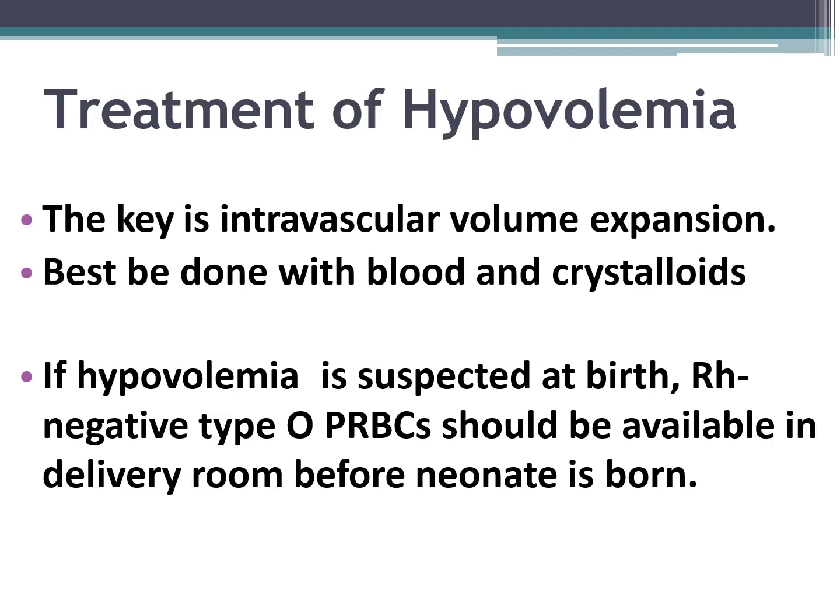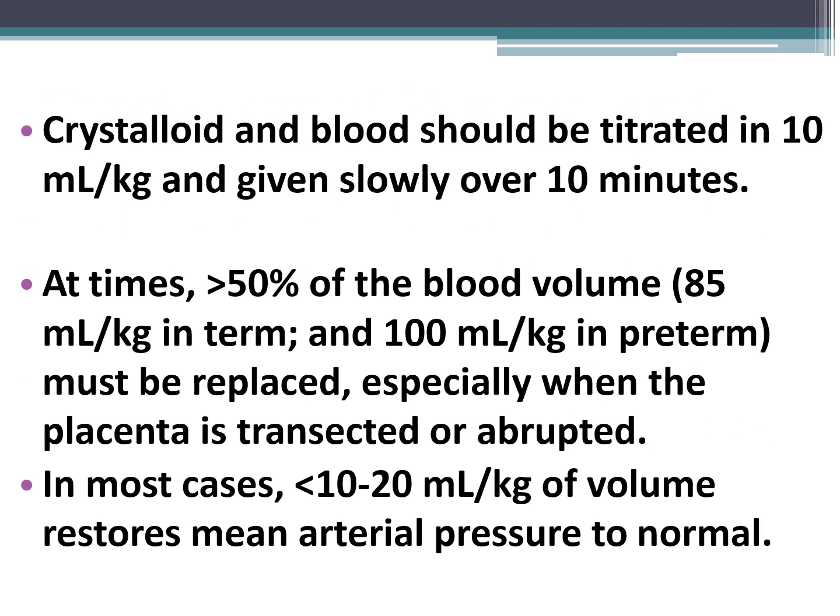In case you are suspecting hypovolemia, and you have confirmed the hypovolemia, how do you treat it? For that you can use blood or you can use crystalloids. And if you are suspecting hypovolemia at birth, you can arrange for the blood also. Crystalloids and blood should be titrated in 10 ml per kilogram and given slowly over 10 minutes.